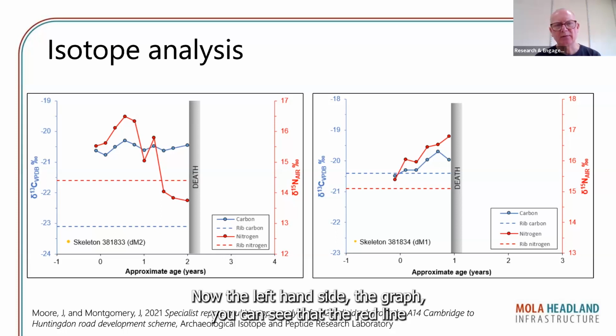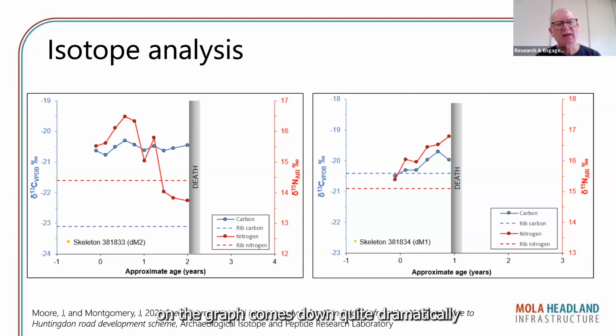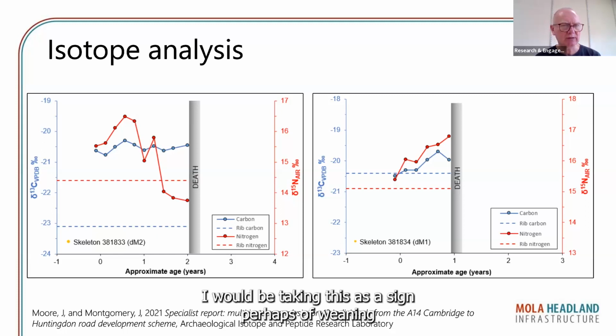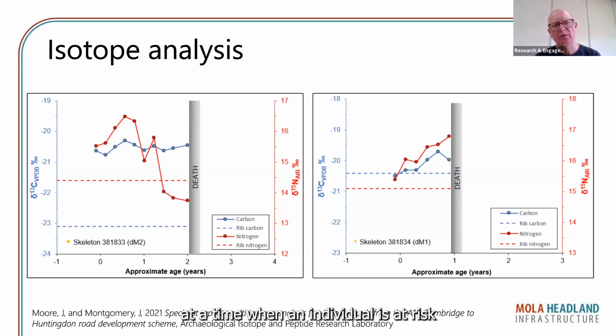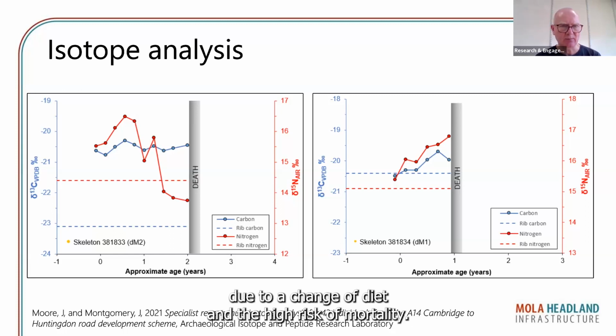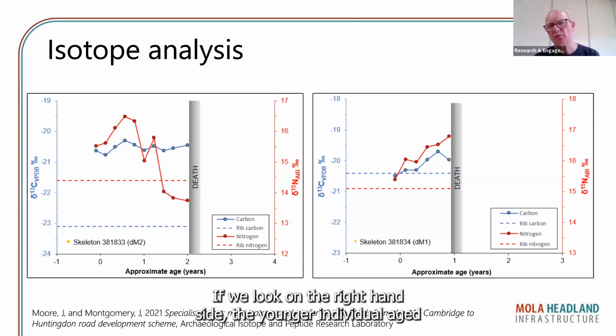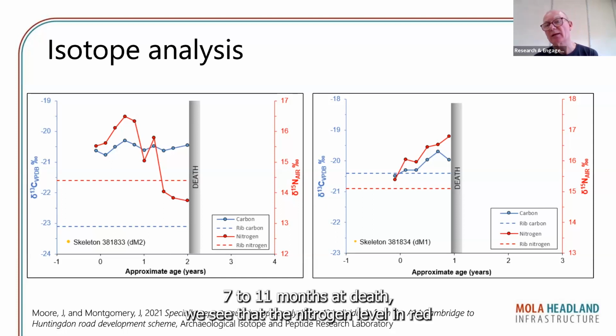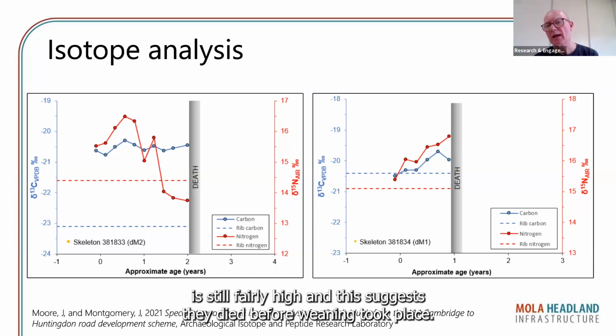And this is taken as a sign of breastfeeding. Now, on the left-hand side in the graph, you can see that the red line comes down quite dramatically around the age of 1.5 years. And we've taken this as a sign, perhaps, of weaning, a time when an individual is at risk due to a change of diet and a higher risk of mortality. If we look on the right-hand side, the younger individual, aged 7 to 11 months at death, we see that the nitrogen level in red is still fairly high, and this suggests that they died before weaning took place.